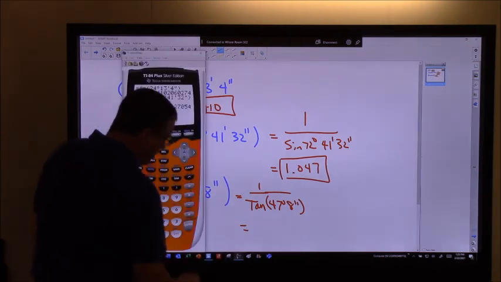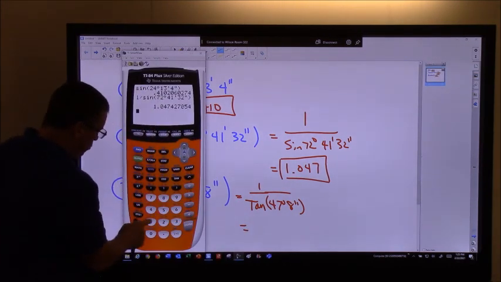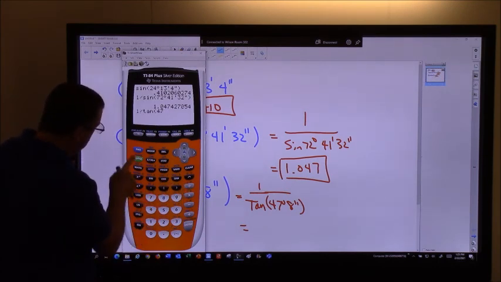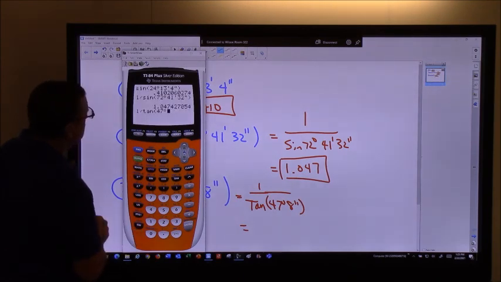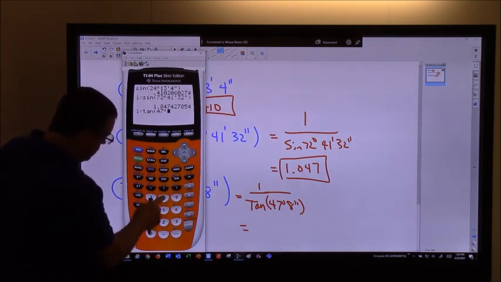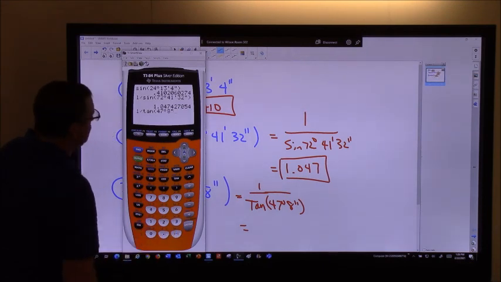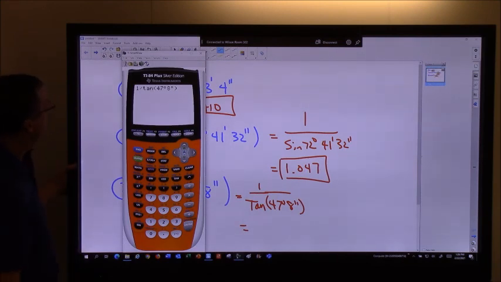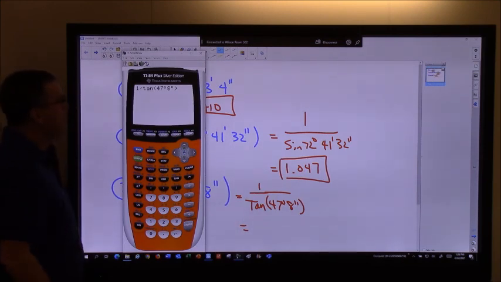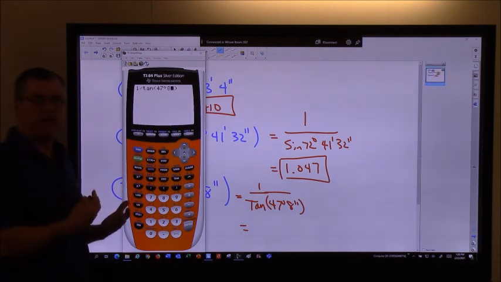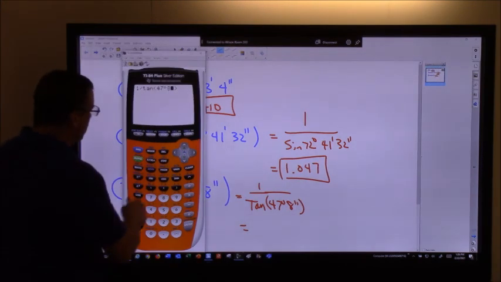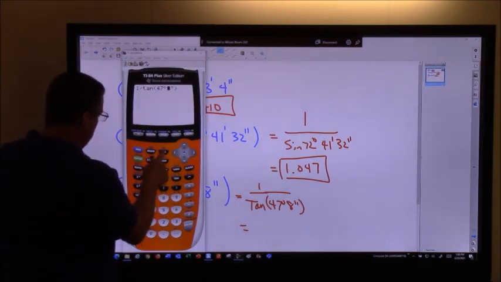So if I punch that into the calculator, 1 divided by the tangent of 47, get the degree sign, and then 8, and minutes is down here, or seconds I mean. Whoops, what did I do wrong? Oh, interesting. So if there are no minutes, because I got an error message, I must have to do 0 minutes, 8 seconds. So let me see if I can get that into here.